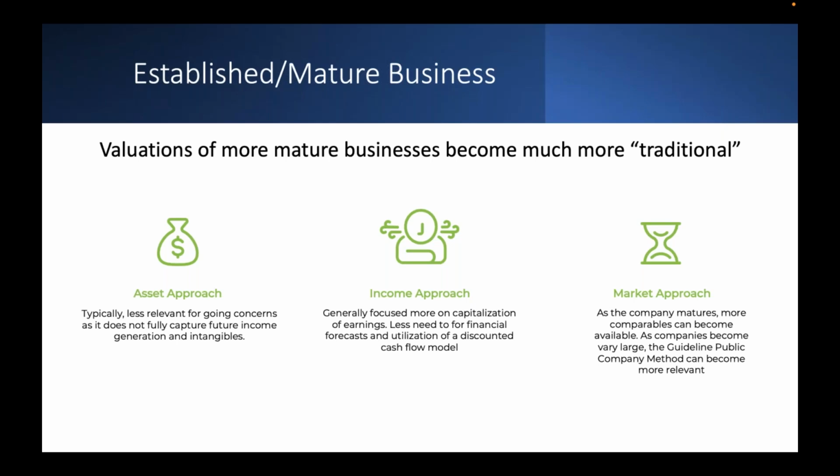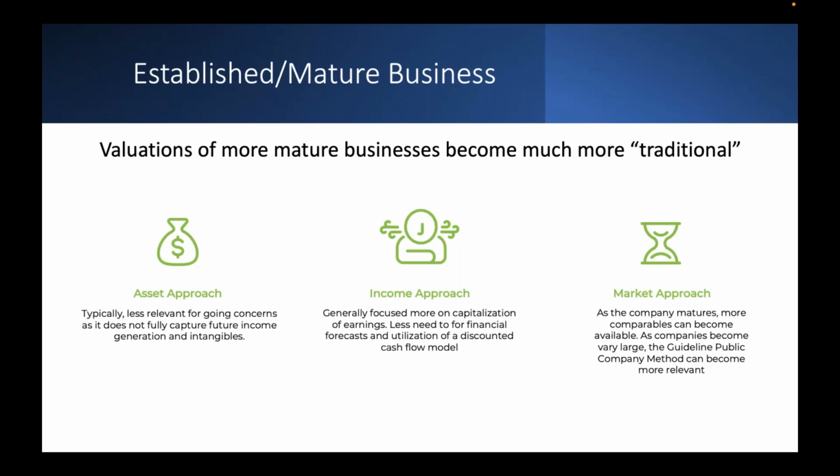And then another good thing about the market approach is, as these companies reach maturity phase, the number of comparable companies starts to expand, right? When you're in that startup phase, you're a little bit more differentiated, and then as you grow, there tends to be more companies that at least could have some similar characteristics to you.